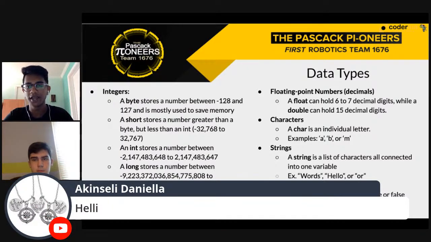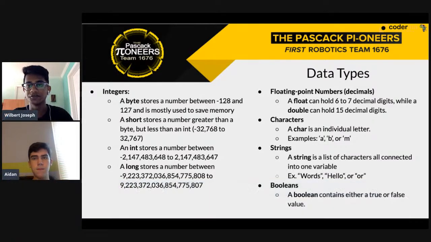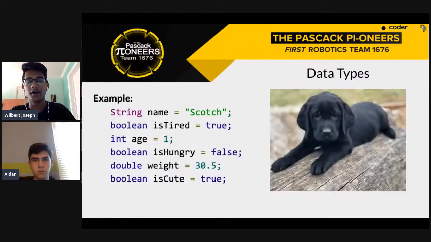Next, we have strings, and a string is basically a list of characters all connected into one variable. So we have examples there like words, hello, and or, and you can see that they're basically a bunch of individual characters put into one single variable. And lastly, we have Booleans, and a Boolean basically contains either a true or false value. So yeah, it's simple enough. And if we go to the next slide, we'll see how each of these are implemented in Java.